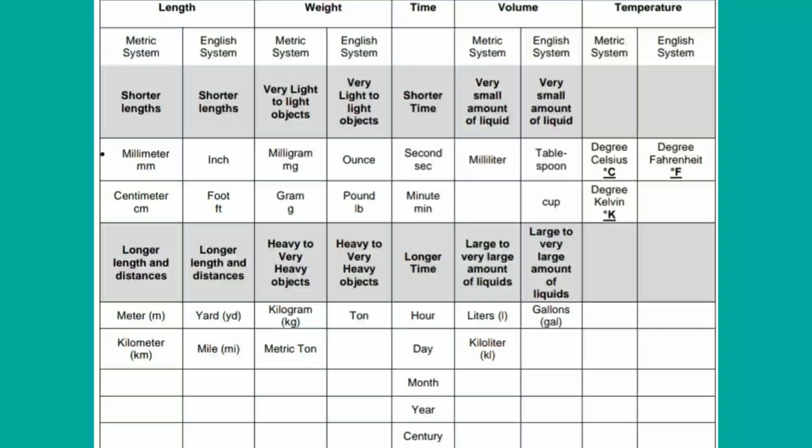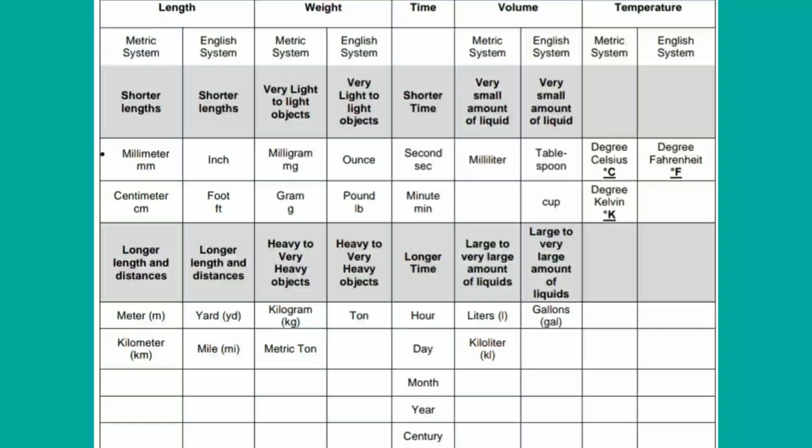And for the English system, we have ton. Okay? So, that's for weight. Then under the time, the shorter time, you know already this, we have second, minute. And for the longer, we have hour, day, month, year, and century.